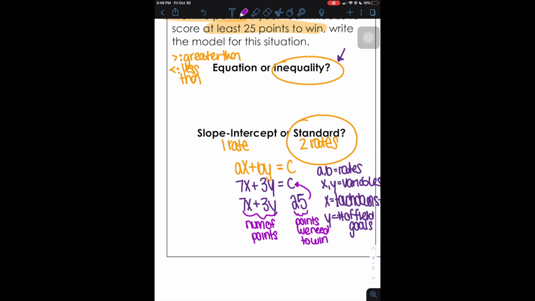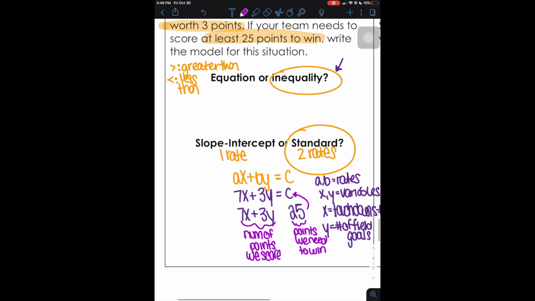So should we use the greater than or the less than symbol? I'm going to write the number of points we score, because that's going to help us. Should the number of points we score be greater than 25 or less than 25 to match the context of this question if we want to win?